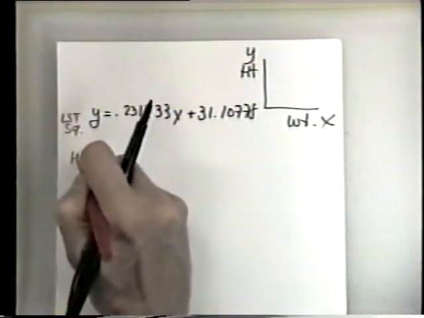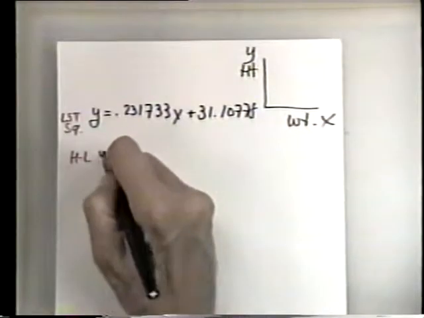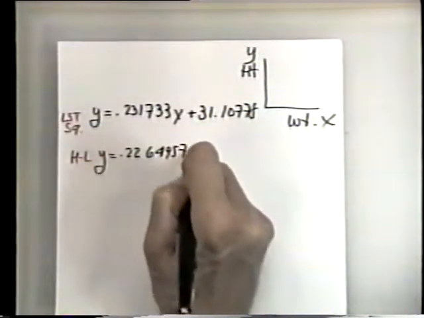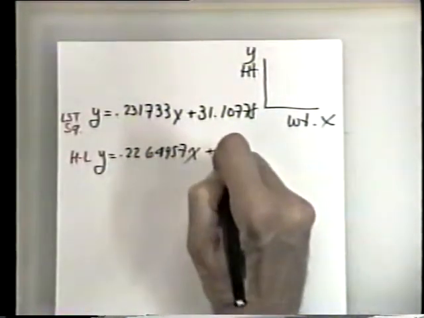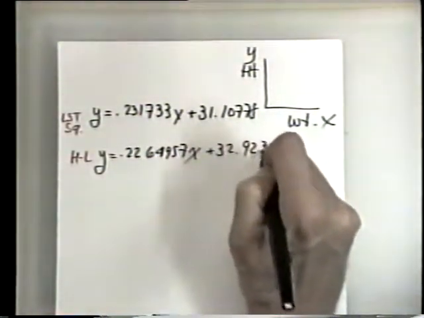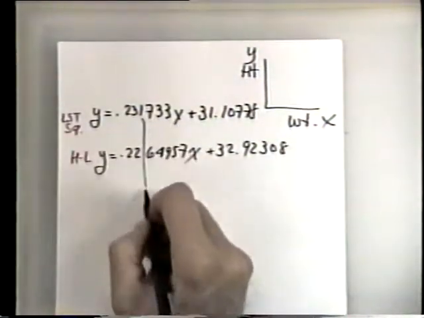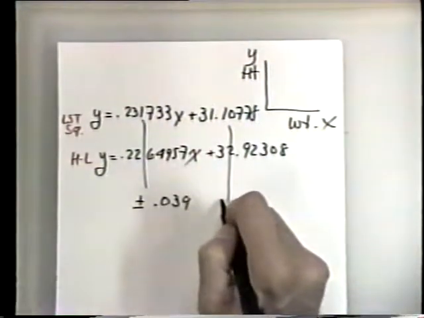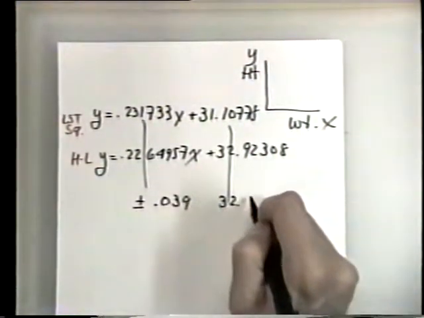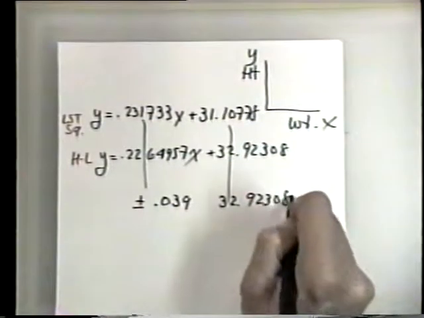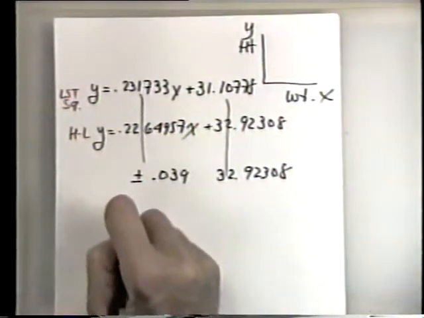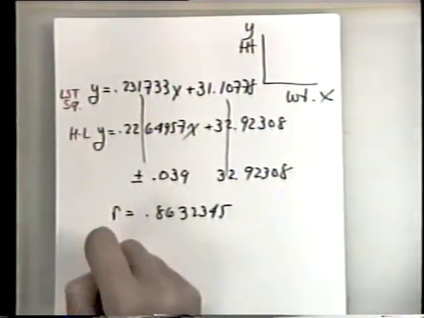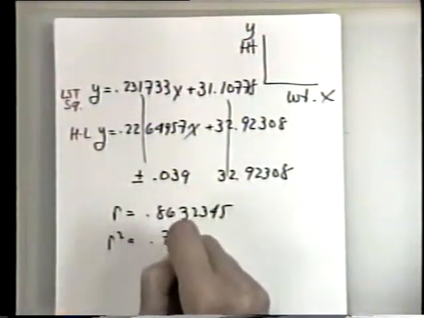And for the Hodges-Lehmann fit, the non-parametric fit, I got y equals 0.2264957 times x plus 32.92308. So the error in the x, according to least squares, is 0.039, and the error in the intercept is given as well. And the R value is 0.8632345, and R squared equals 0.745.